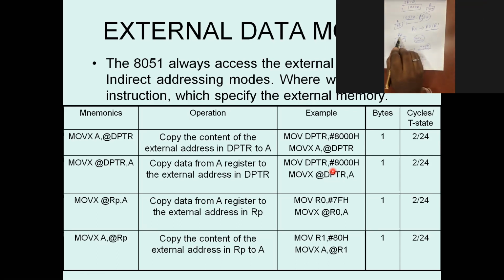That's why if the content of RP is 00 to 7F, the MOV instruction will be used. Above 7F, meaning 80 to FF, it's nothing but external memory. So 80 to FF is MOVX. Clear? So those are the functions.